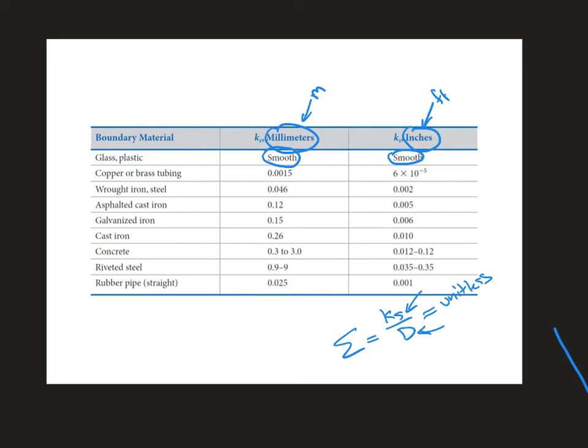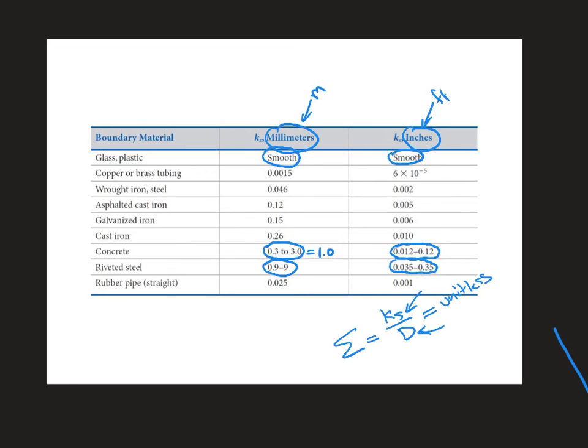You'll notice the most annoying ones that can show up are concrete and riveted steel, because they give you a range of values. My recommendation when you're given a range of values is to use one that makes it easy on yourself. So in this case, if I've got concrete, I'm going to make this equal to 1.0, because that's the easiest number to work with. Your professor didn't tell you anything else, so use the one that you want to use.